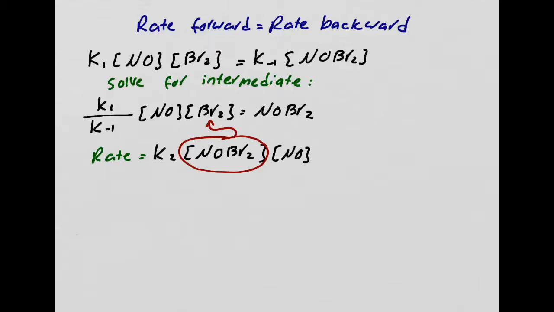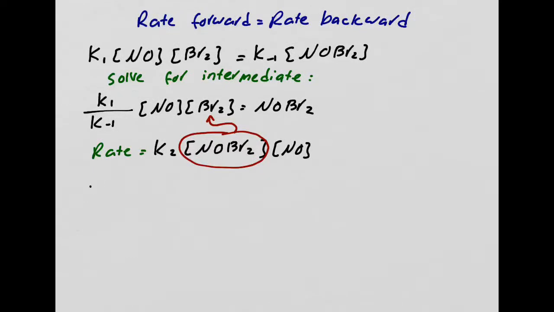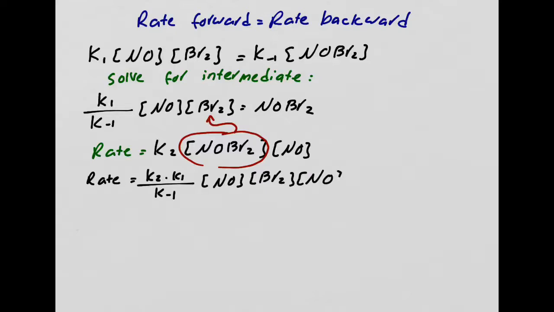Okay, so let's do this. If I sub it out, what I'm going to get is rate equal to K2 times K1 over K minus 1 times NO times Br2 times NO. You guys follow that?